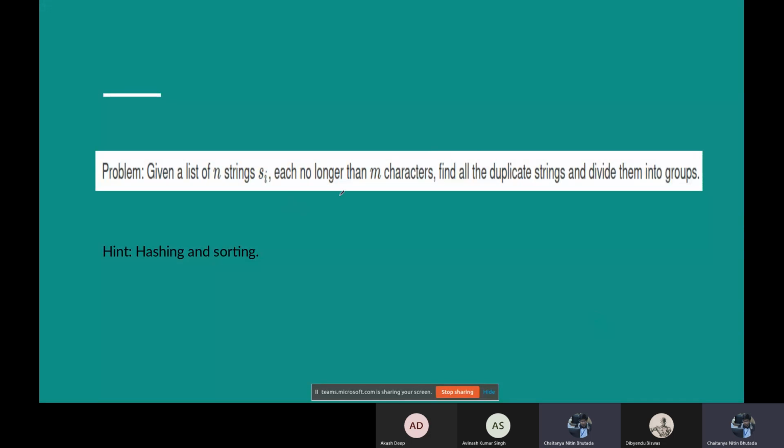So this is a problem. Can anyone suggest: there are n strings s1, s2, and so on till sn. We have to group the same strings in a group, like suppose a, b, c, d, e, f, g, and this is a, b, c, d. So how do we go about it? Anyone can unmute and speak or write in the chat box, using hash.